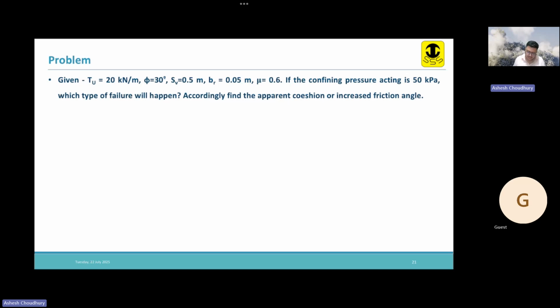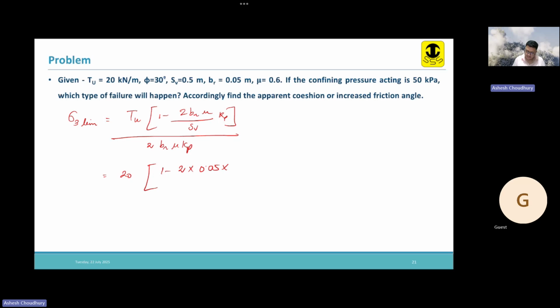Same, right? Just similarly, you have to find out the limiting value first. I hope all of you are able to follow these things.